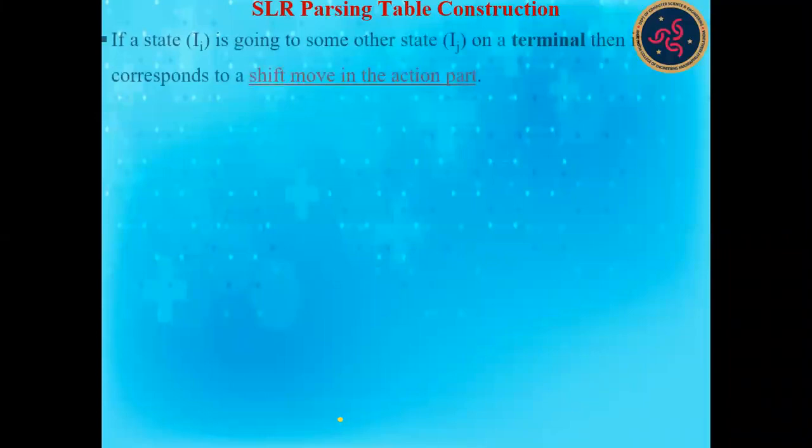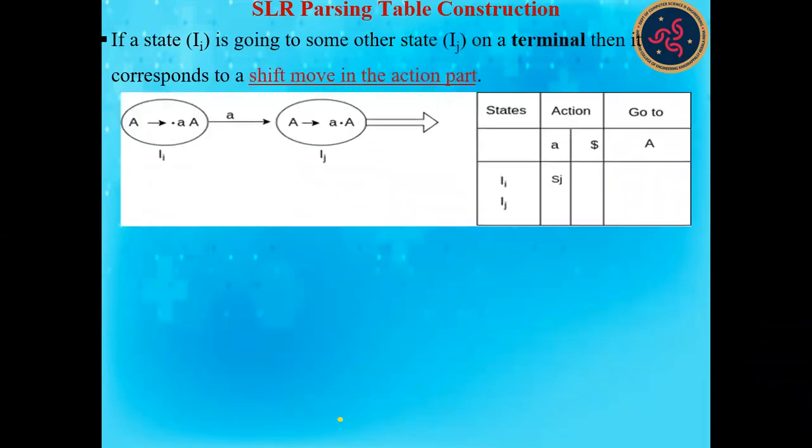So next we can see the SLR parsing table construction. Here these are the rules that we need to see. That is, if a state Ii is going to some other state Ij on a terminal, okay, if we have a terminal symbol read, then it will correspond to a shift move in the action part. So here this is the case.